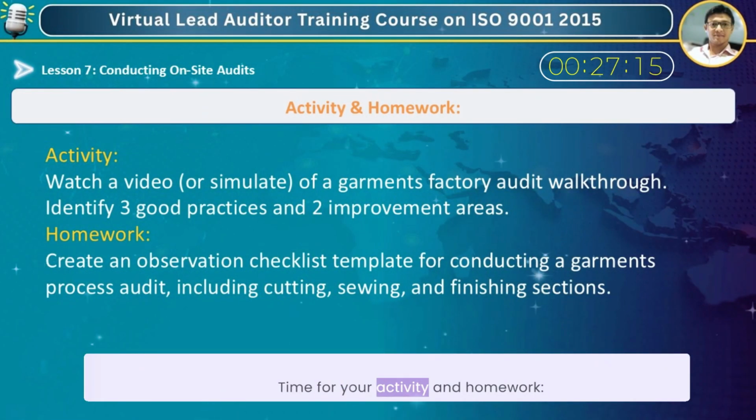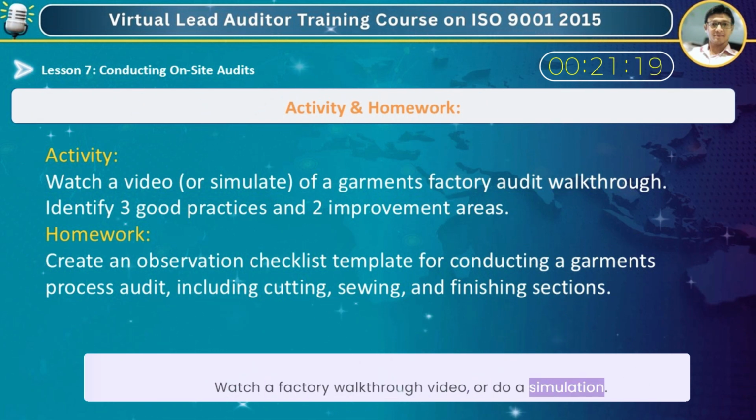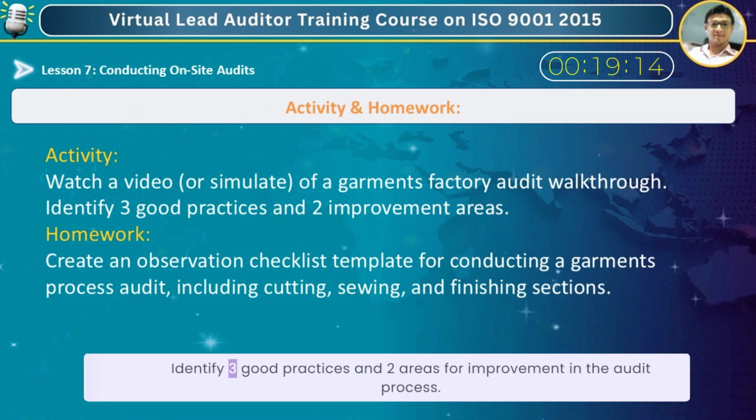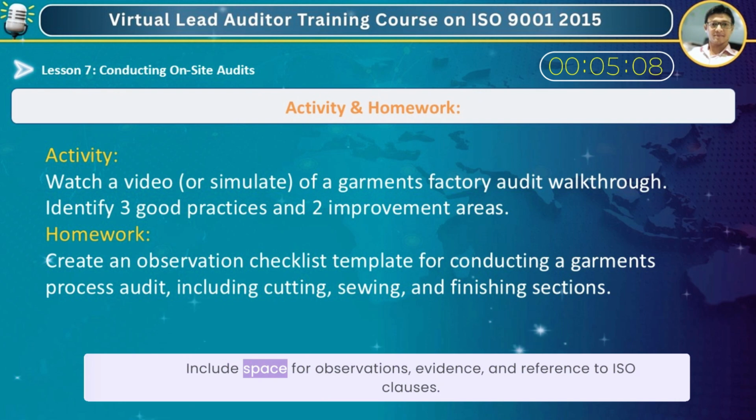Time for your activity and homework. Activity: watch a factory walkthrough video or do a simulation. Identify 3 good practices and 2 areas for improvement in the audit process. Homework: create a simple observation checklist template for auditing cutting, sewing, and finishing sections. Include space for observations, evidence, and reference to ISO clauses.